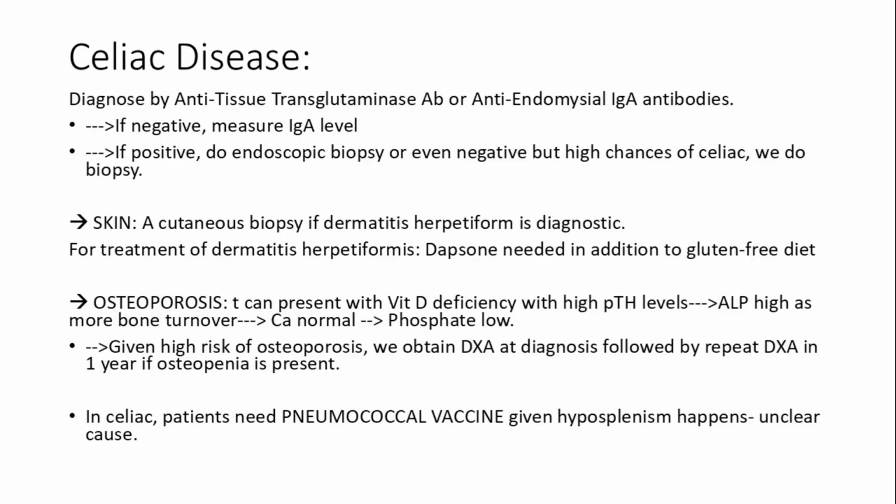Celiac disease is also associated with metabolic bone disease, particularly osteoporosis. This can present with signs of vitamin D deficiency, such as elevated parathyroid hormone, low phosphate, and high alkaline phosphatase, even with normal calcium. Because of this risk, a DEXA scan is recommended at the time of diagnosis and repeated in 1 year if osteopenia is found.